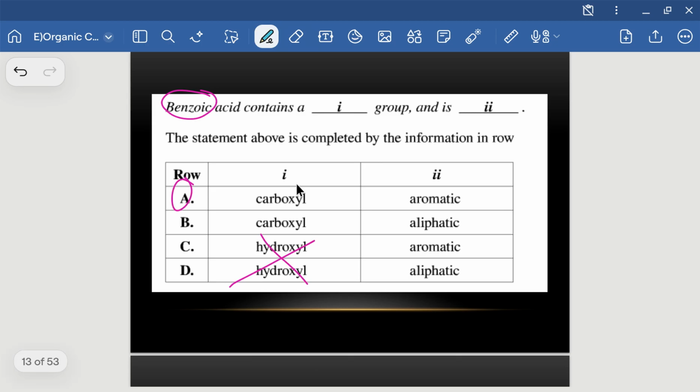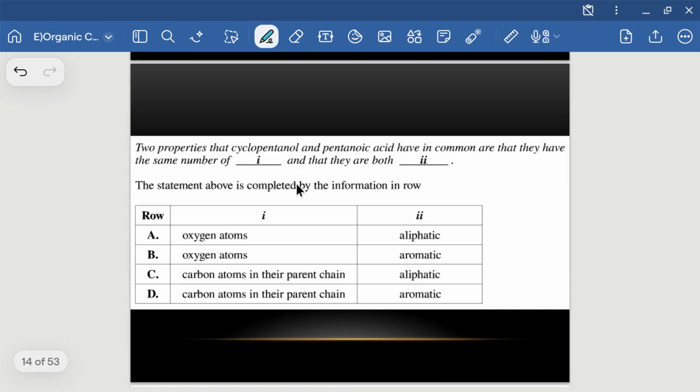The next one, 2 properties that cyclopentanol and pentanoic acid have in common are they have the same number of blank, and they both are blank. So cyclopentanol, so pentane would be the parent chain, and pentanoic, pentane, number 5 again, would be in the parent chain. So I'd probably take this one away. And then because we don't have a benzene ring, they're not aromatic. So it looks like our best answer here is C.